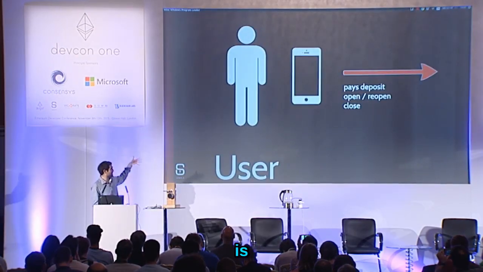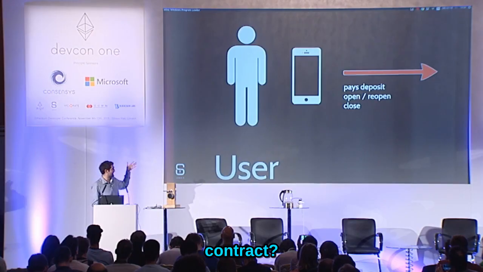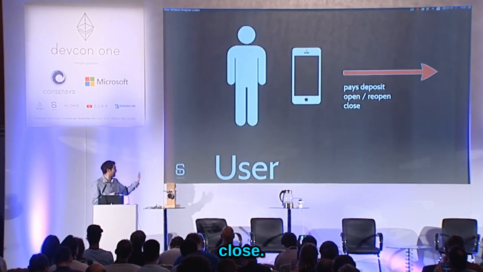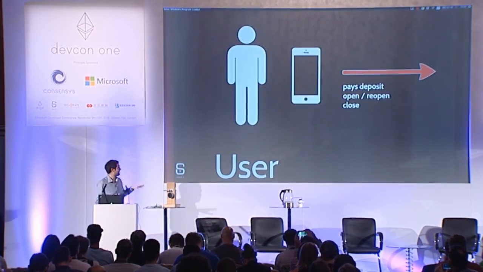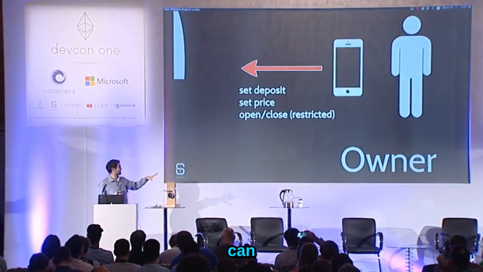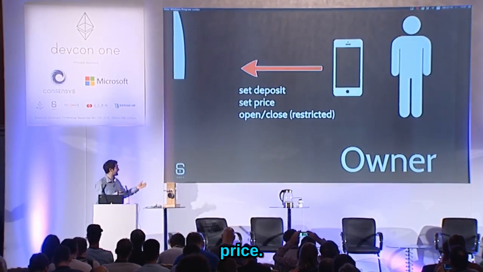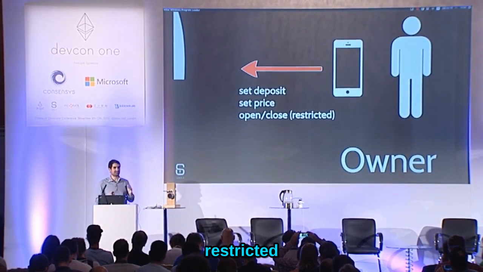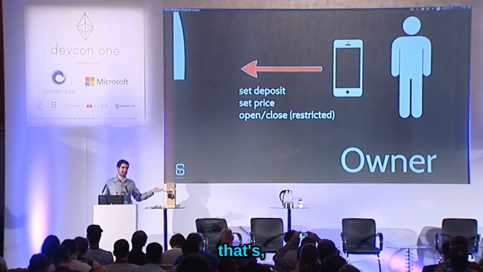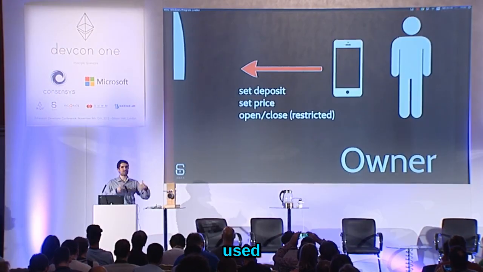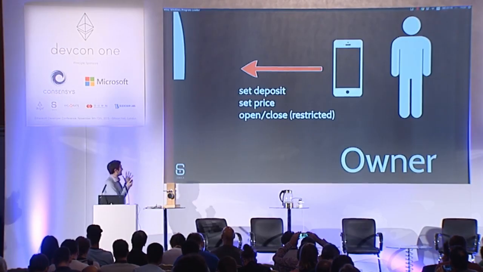So how is the user interacting with the smart contract? All he can do is pay the deposit, open, reopen, close. That's all the interactions he does. On the other side, the owner, what he can do through the smart contract is set a deposit and a price. He can also open and close on a restricted basis. So if it's rented out, he of course cannot open and close it. But if the user has used up his deposit, then you can kick him out. So I have all those rules implemented in the smart contract.